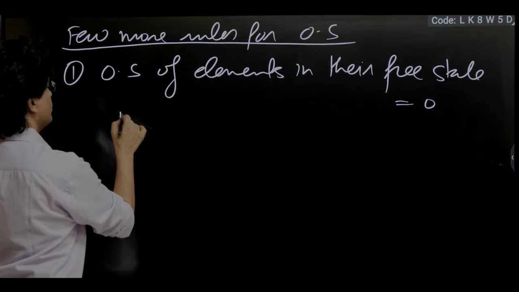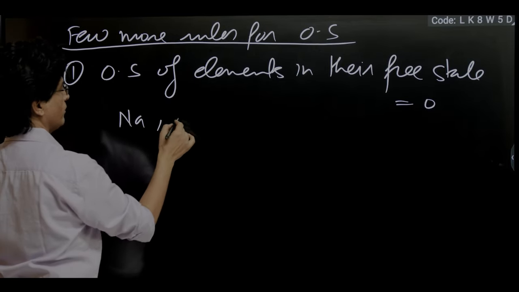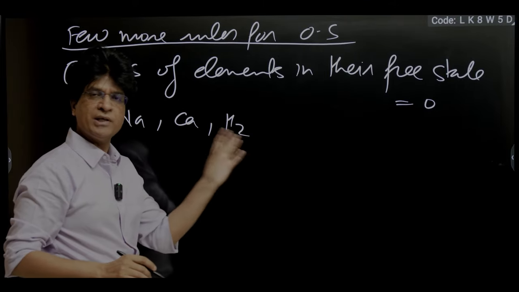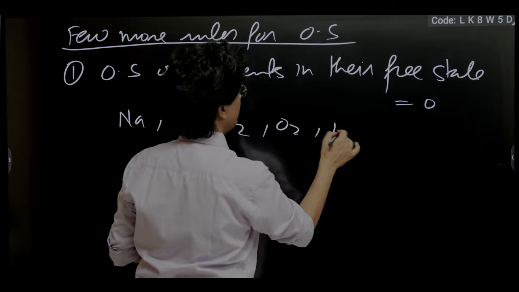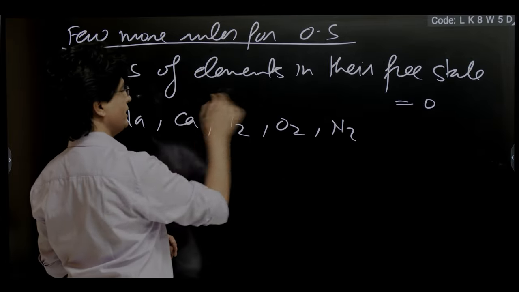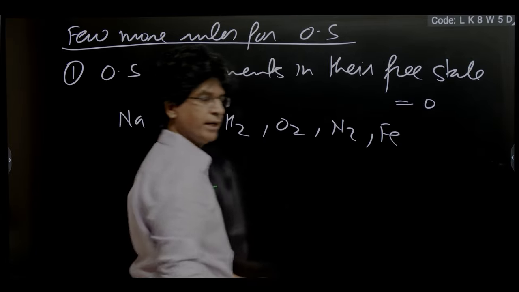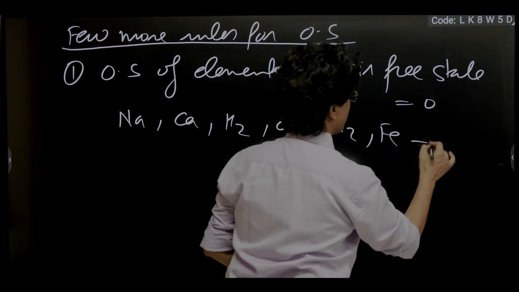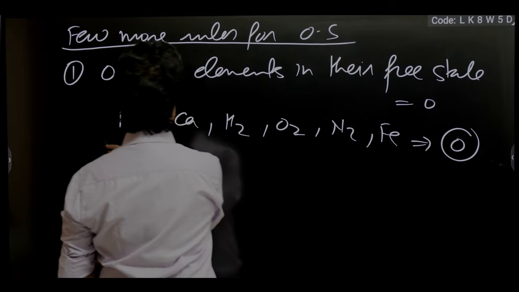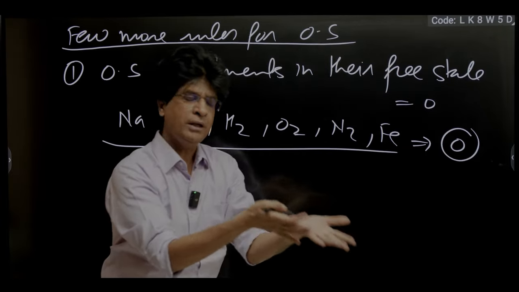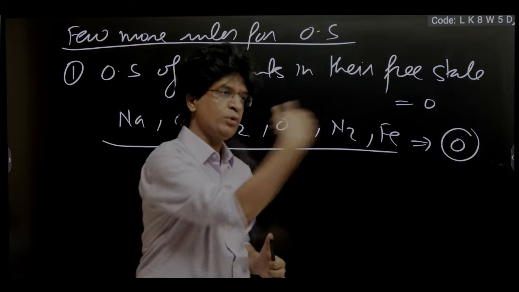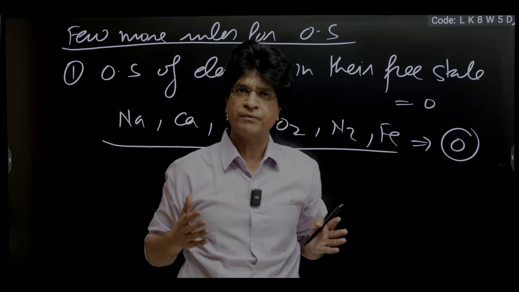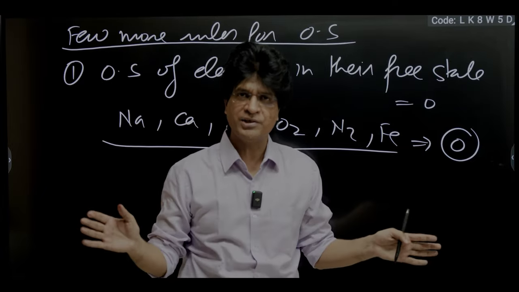For example, sodium, calcium, they are not bonded to anything. H2 is its natural state. O2, N2, are you getting that? Iron, you can take as Fe, in their natural or unbonded free state. Over here, the oxidation state will be 0 for all of them. They are not losing electrons, they are not gaining electrons. If you are not losing or gaining electrons, there is no chance you can have a charge on yourself. And if there is no charge, there is no oxidation state as well.